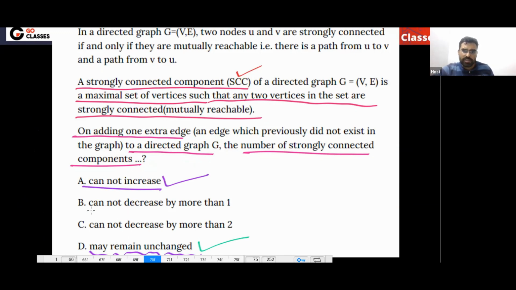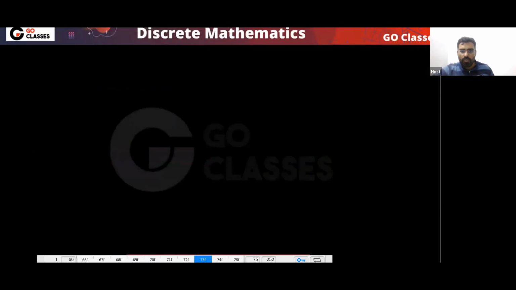Can it reduce by more than 1? Cannot decrease by more than 1? No. See, actually it can decrease by a lot. Okay, let me tell you, it can decrease a lot.